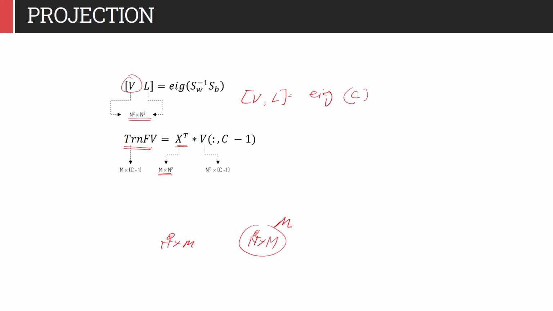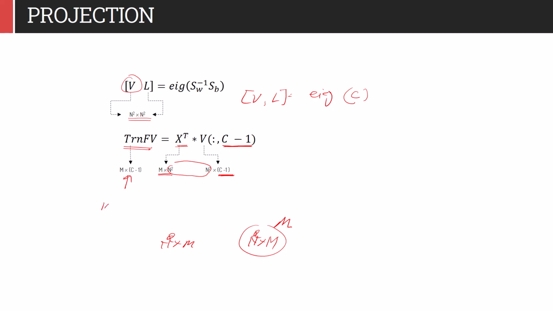But in LDA we have to choose only C minus 1 projection axes. Remember that. It is always fixed in LDA. You don't have any other choice. You always choose the number of eigenvectors equal to the number of classes minus 1. So out of n square, we select the first C minus 1 eigenvectors, which obviously have the highest eigenvalues. When we compute this, n square will be cancelled out. The dimension of the final feature vector would be m by C minus 1.